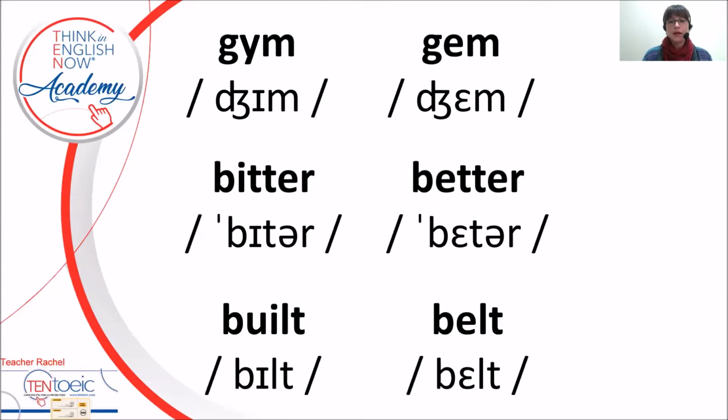Gem. Gem is a precious stone. It's something that's very expensive, so it's a lot of money. And we might put it on a ring or a necklace or earrings. It can be like an emerald or a sapphire. So it's a lot of money.